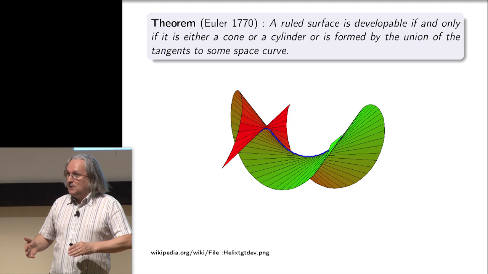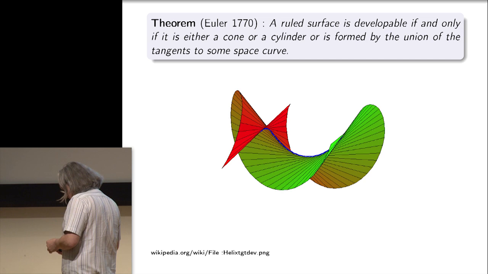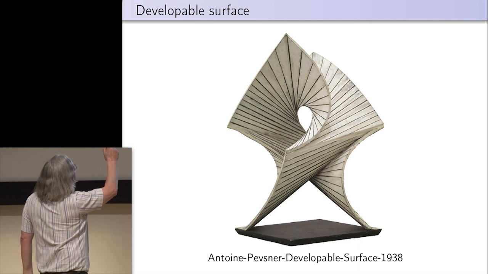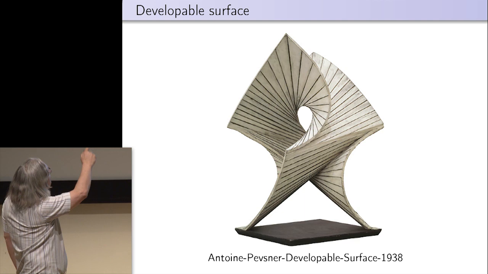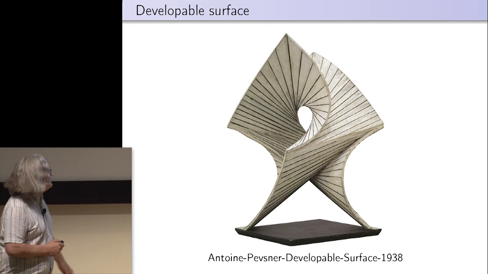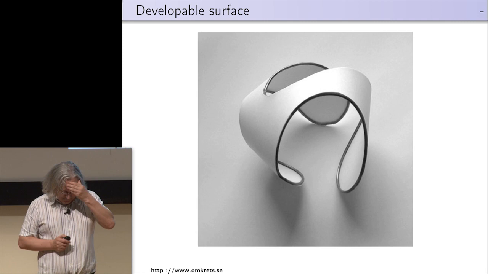So you have a huge family of examples that designers should use today, but they don't use it. And let me show you a few pictures. Here's a typical developable surface. In the middle, you see a curve in space, and the straight lines that you see on the object are the tangents to this curve. And this family of tangents defines the developable surface. Here's another picture of a developable surface, which is clearly made out of paper.